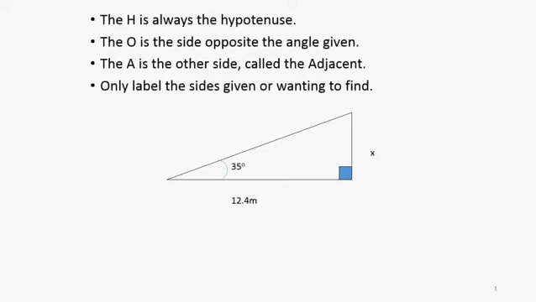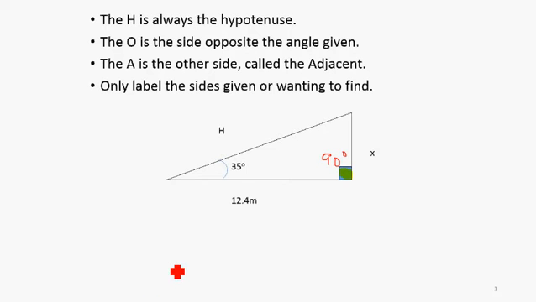So this is a right angle triangle, looking at the 90 degrees in the corner. Sometimes they tend to write 90 degrees. It's the same thing, either one will work. Now let's look at the labeling.